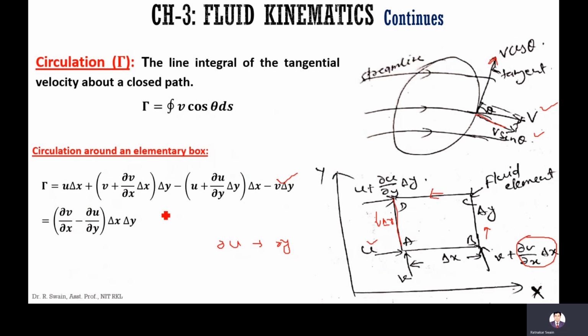If you simplify this equation, you will get del v by del x minus del u by del y into delta x delta y. So the circulation is this. What is delta x delta y? It is the thickness in the x direction and y direction.